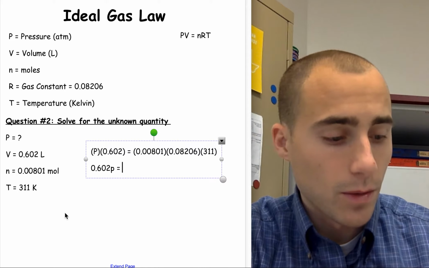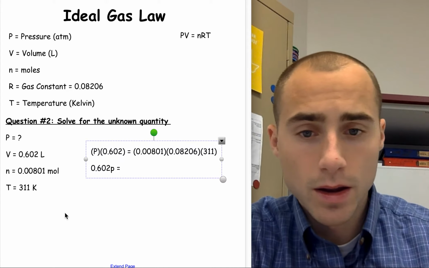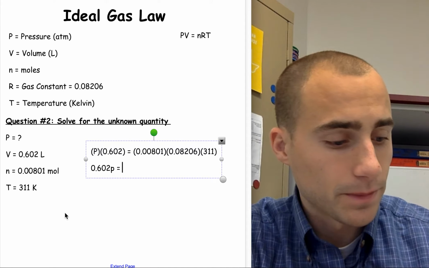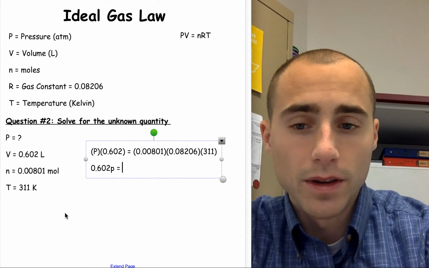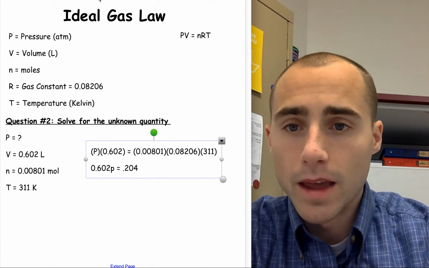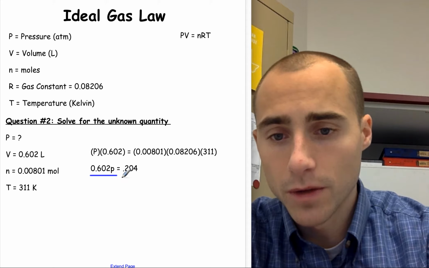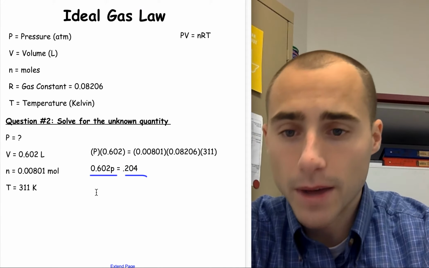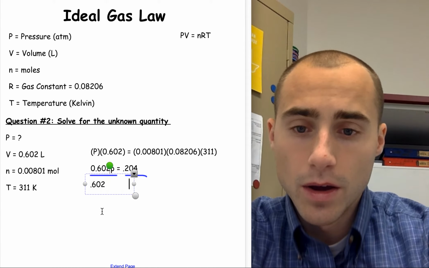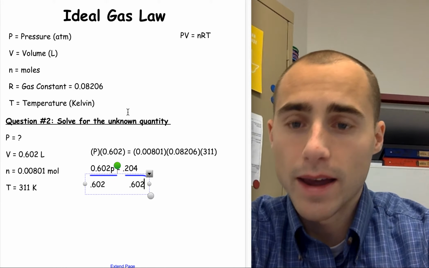On the other side we have 0.00801 multiplied by 0.08206 multiplied by 311, and that is going to give me 0.204, just like that. And then we divide by, of course, the side where the variable still is. So we have the P over here, so that means we need to divide by 0.602 right there.